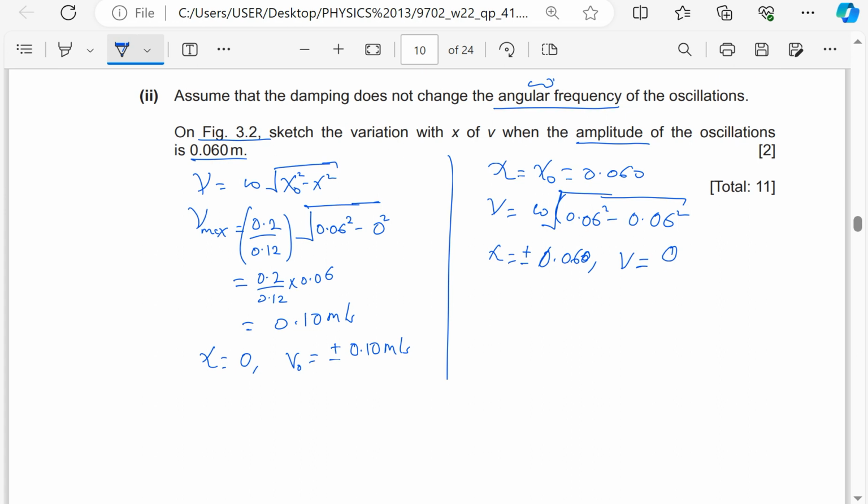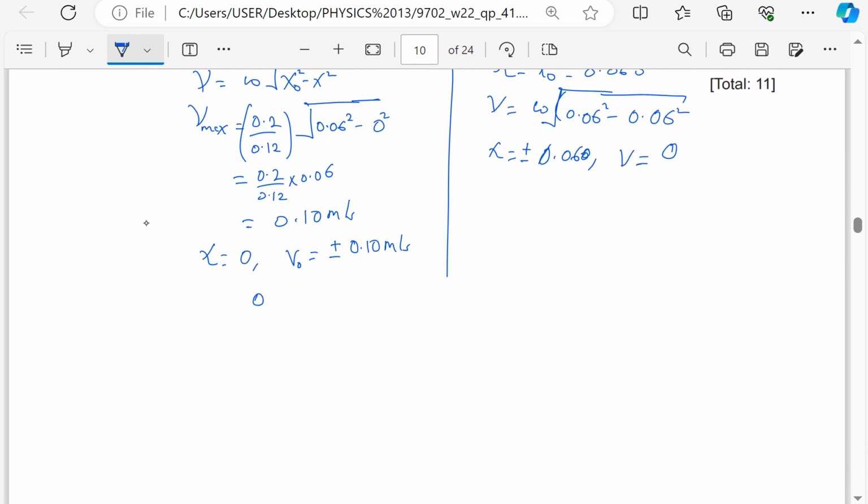So I have 4 points. Here I have 0, plus 0.1. I also have 0, minus 0.1. Then here I also have 2 points. I have 0.06 against 0, this is positive. I have negative 0.06 against 0. Okay, so I'm going to just sketch those points on the graph.